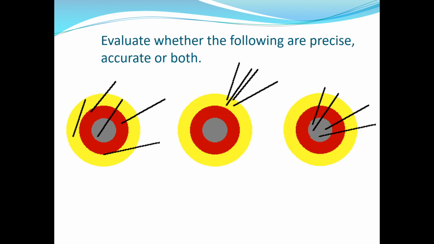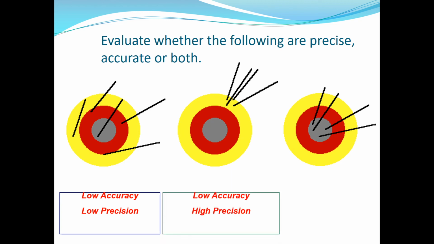What about the left image? So low accuracy is random. Low precision is again very random. So it's low accuracy because it's far away. Some of them are very far away from the center. It's low precision because it's so random. What about the middle one? So low accuracy but high precision. And the last one would be considered high accuracy and high precision.